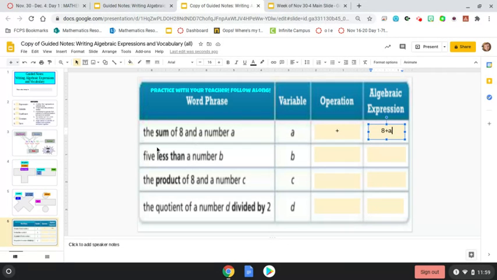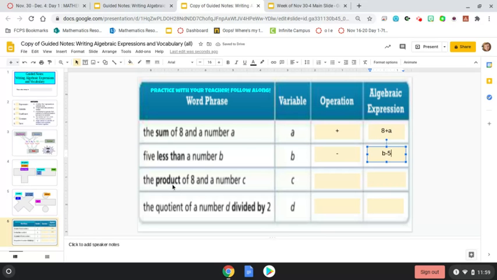Let's do one more together. 5 less than a number B. What does the word less than make me think of? It makes me think of subtract. 5 less than B. So that means I have to have my B first because I'm going to go 5 less than that.